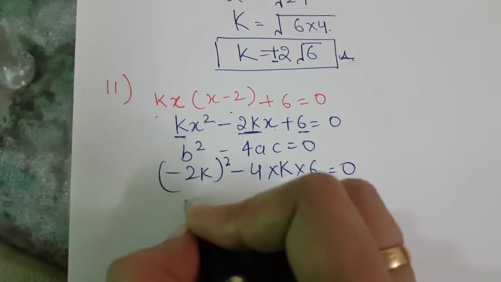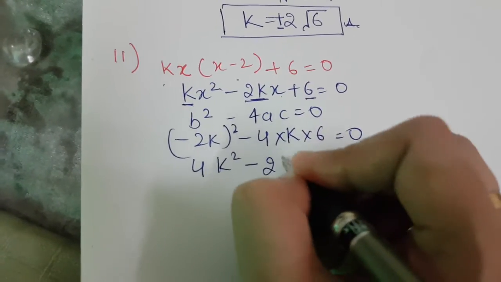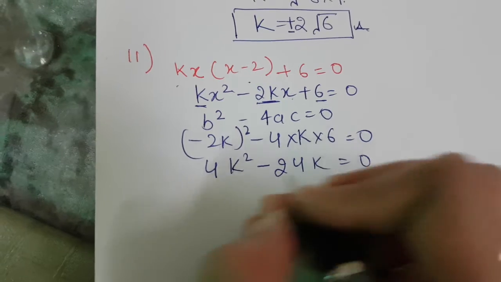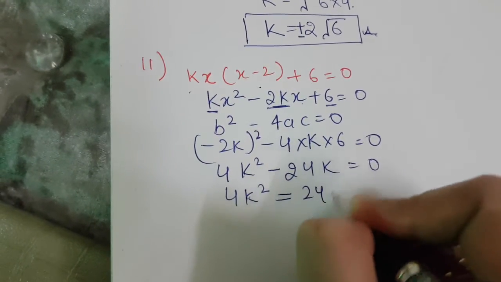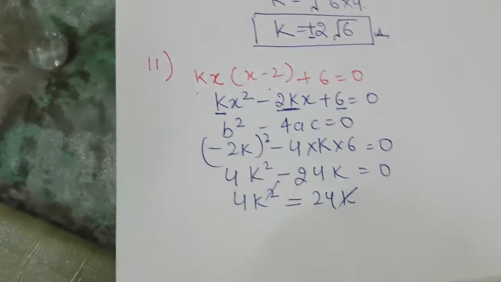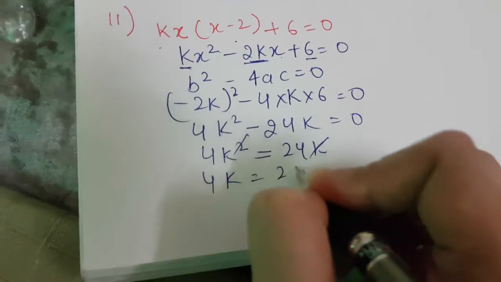So it will be minus minus plus, 2 square is 4, 4k square minus 24k equal to 0, or we can write it 4k square equal to 24k. This we can cut. So 4k equal to 24.